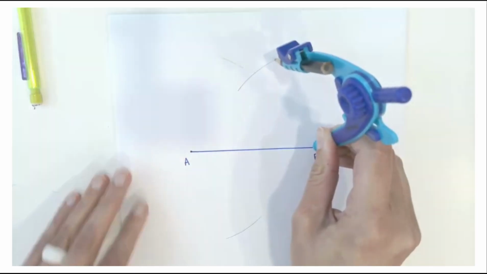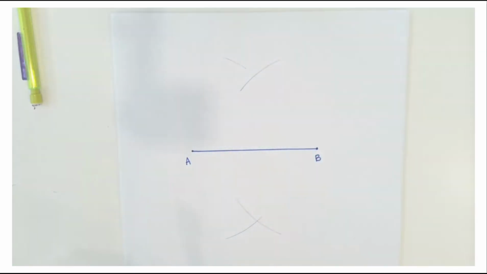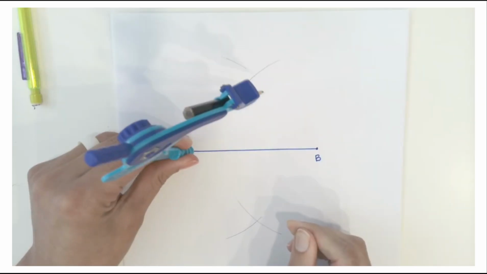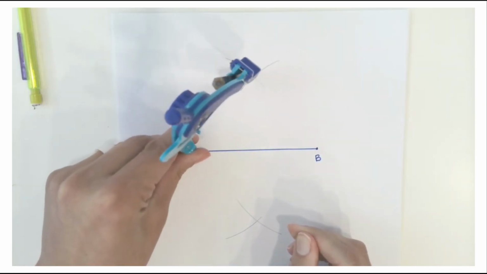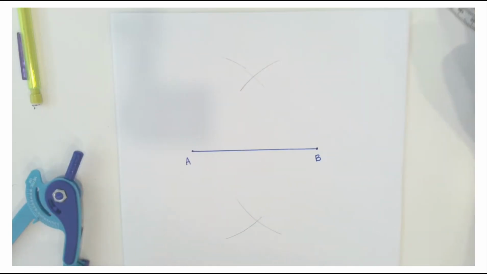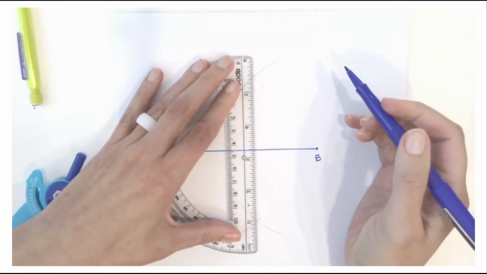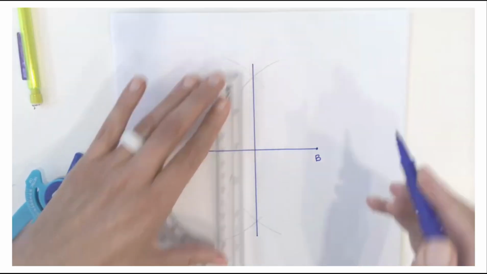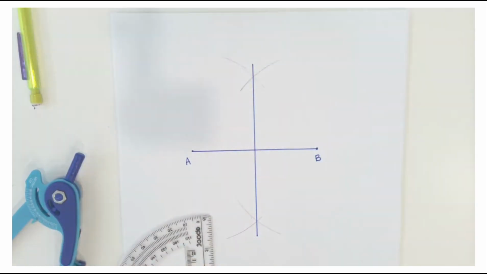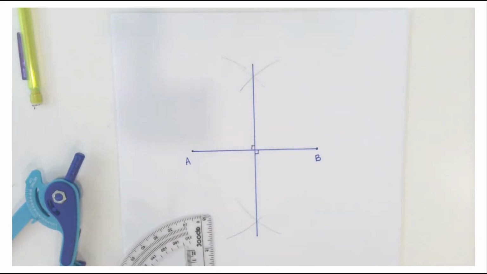Then you're going to grab this, keeping it at the same distance. Cross that. Oh, the top one didn't quite do it, so let's do it again. We got to go a little lower. There we go. Then we take our ruler and we line that up. And now we have bisected our line segment, and we have nice 90-degree angles.